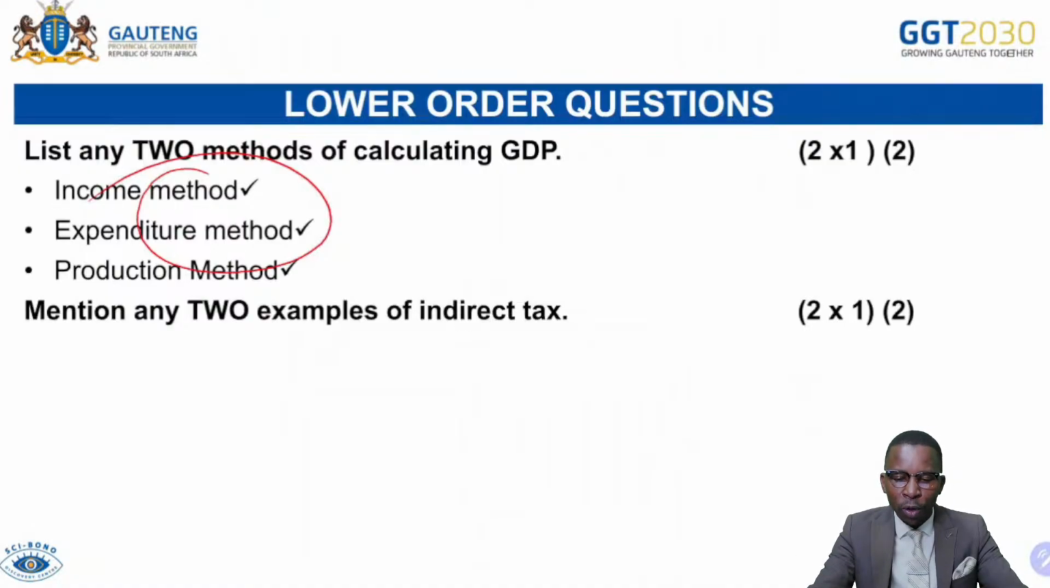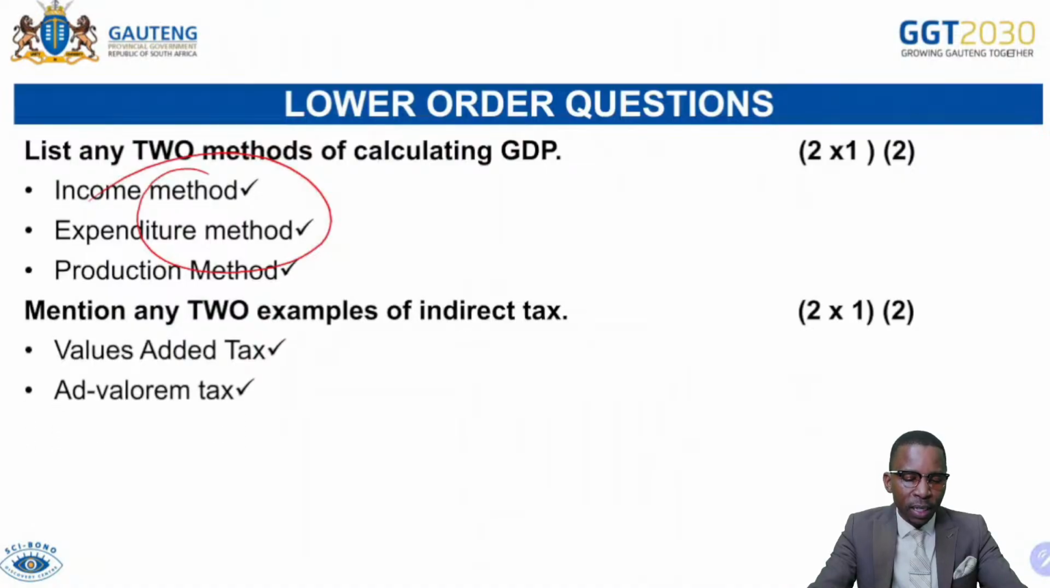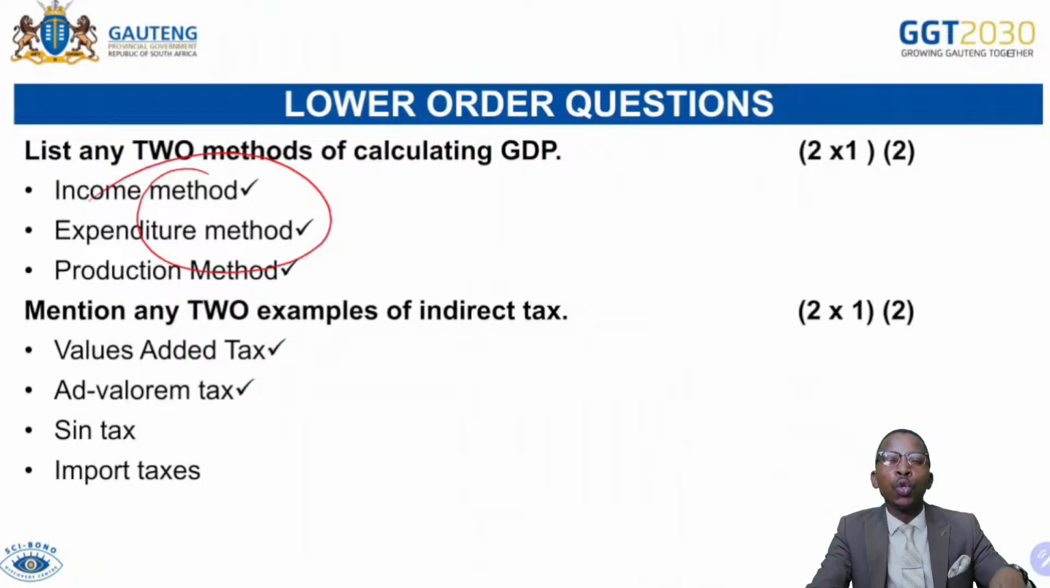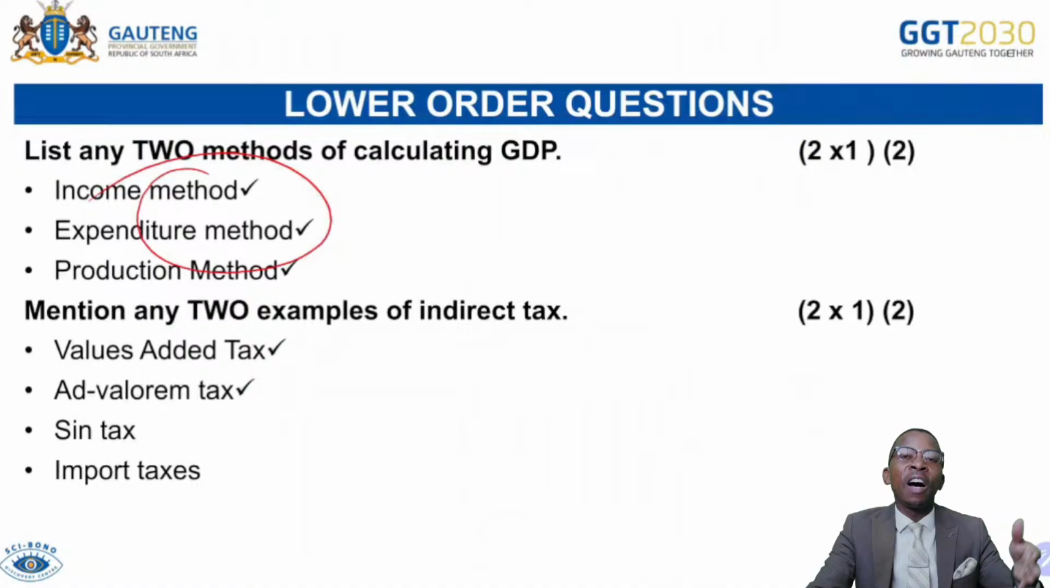Mention any two examples of indirect taxes. And then we have value-added tax, we have ad valorem tax, and then we have the sin tax. We have also import taxes. So it is also important for you to know the impact of taxation in the economy. How do taxes affect the economy? It can be a good way or the bad way.